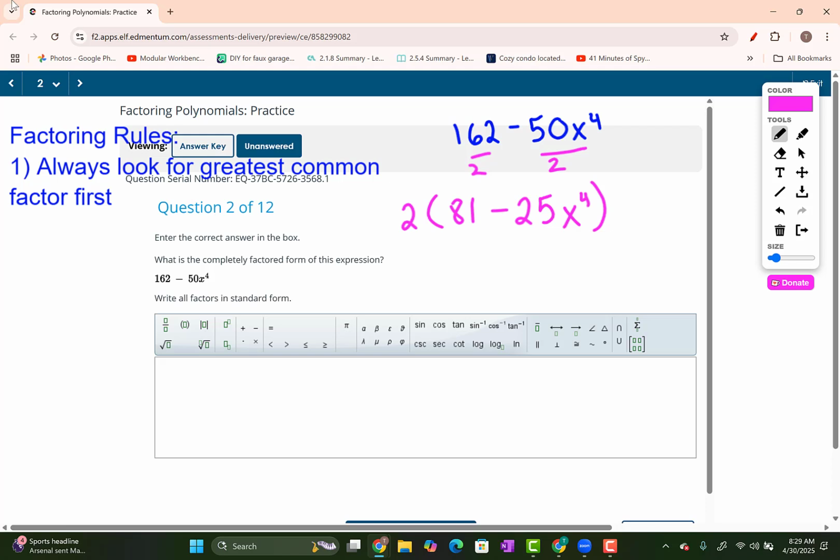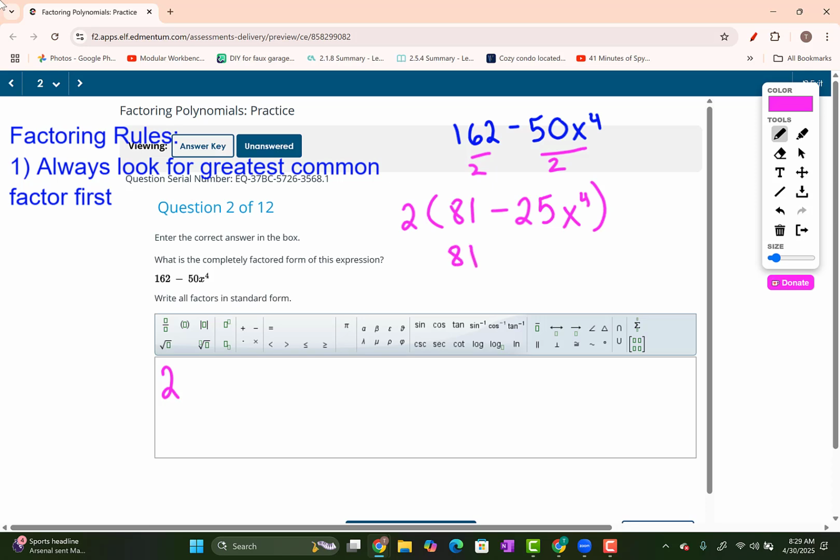So I know 2, I'm going to put that in the answer box. That's going to be part of the final answer. There is no longer a greatest common factor. There's no number that divides evenly into 81 and 25. So there are 2 terms.